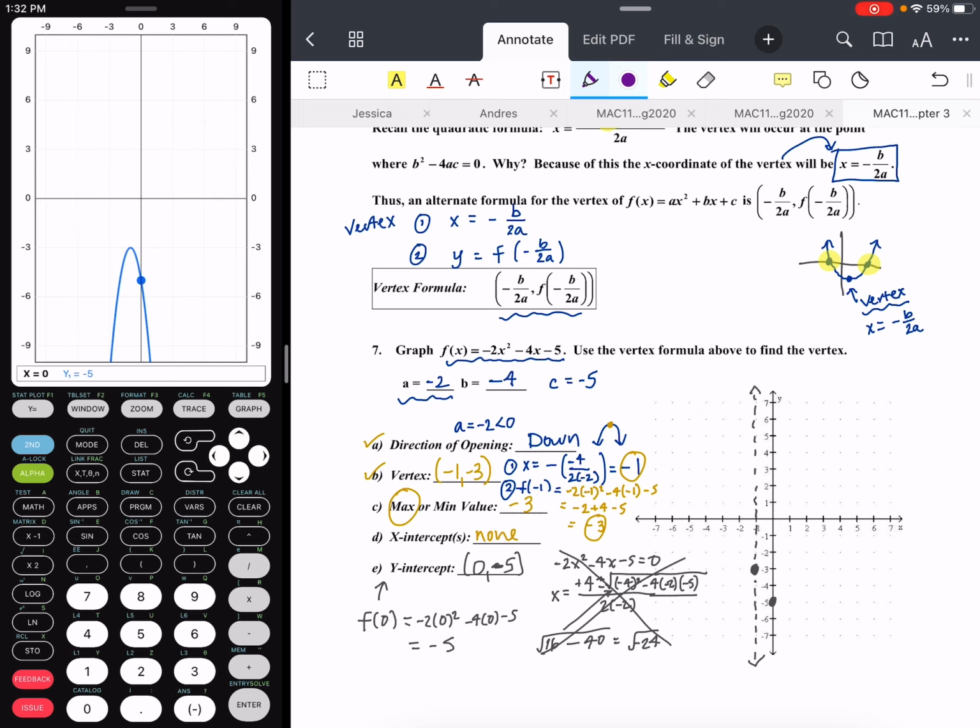And based on the axis of symmetry, then I also know that I will have a matching point at negative 2, negative 5 across the axis of symmetry. And once I have 3 points, that's actually enough. If I have my vertex and then 2 other points, I can go ahead and sketch my curve at this point.